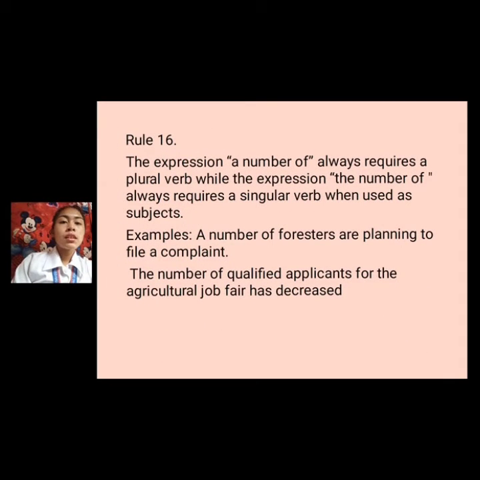Rule number 16. The expression a number of always requires a plural verb, while the expression the number of always requires a singular verb when used as subjects. Example number 1: A number of foresters are planning to file a complaint. Second example is, the number of qualified applicants for the agricultural job fair has decreased.